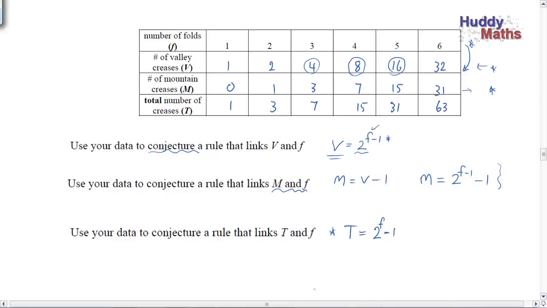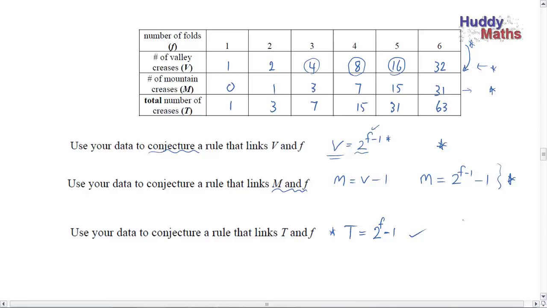Okay, so these two should add up to this one, shouldn't they? And there's a challenge for you. I wonder if you can do that. Do those two add up to 2 to the f take 1? That might be a bit of a challenge, but that's something that we could work on.